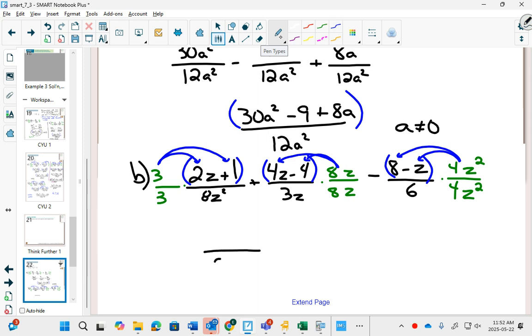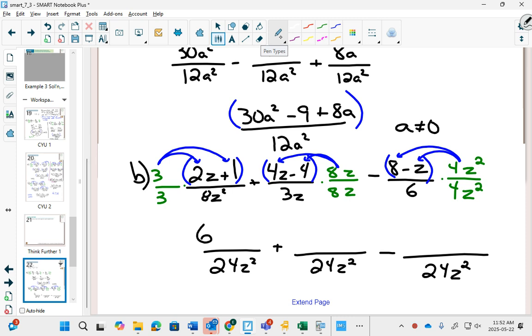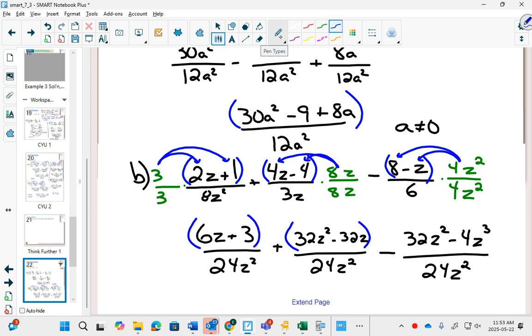So now I do have 24z squared plus, and this one has a 24z squared, and this one has a 24z squared. So I'm double checking, all my denominators are the same. If I multiply the top, I'm going to get 6z plus 3. Here I'm going to get 32z squared minus 32z. And here I'm going to get 32z squared minus 4z cubed. And again, this is grouped together, this is grouped together, this is grouped together.